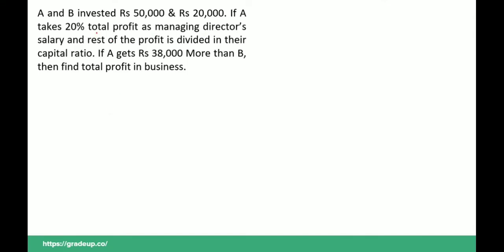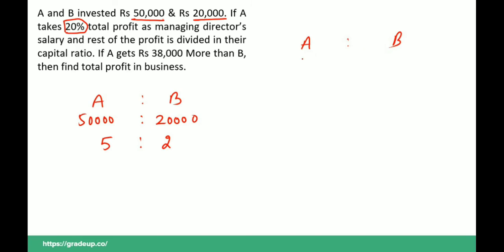In this question, we have been given that A and B invested 50,000 rupees and 20,000 rupees. So the ratio is 5:2. If A takes 20% of the total profit as managing director's salary, A is taking 20% profit as managing director's salary.